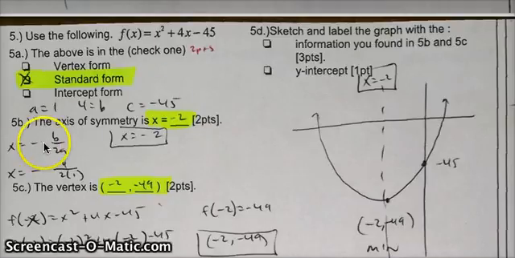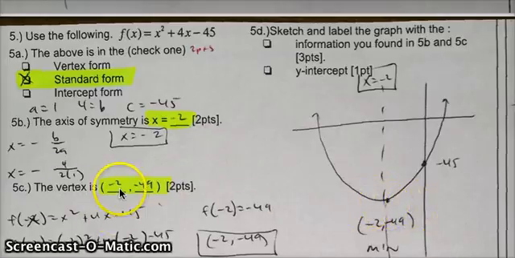Your B value is 4. Your A value is 1, so this is 4 divided by 2, which is 2, and then you take the opposite of that, which is -2. X equals -2 represents your axis of symmetry there, which means that your vertex is going to be on there.